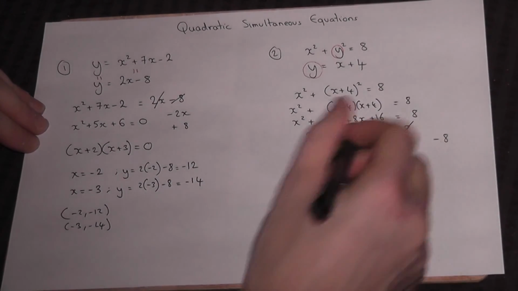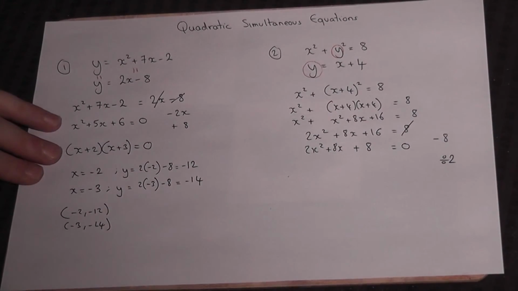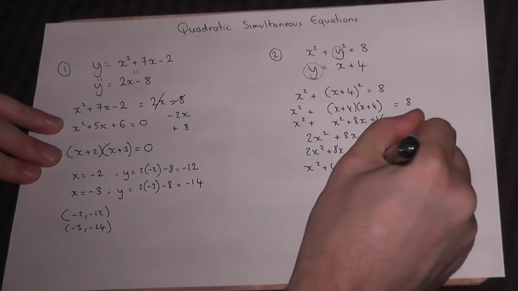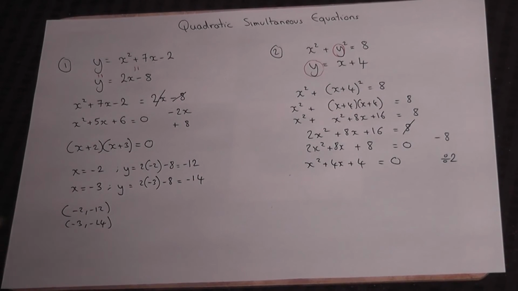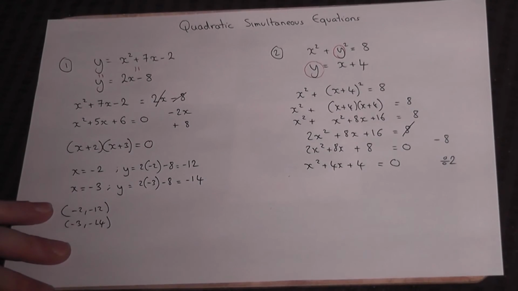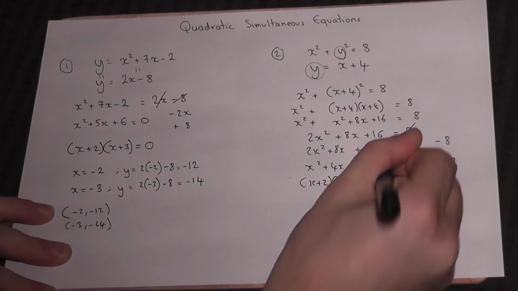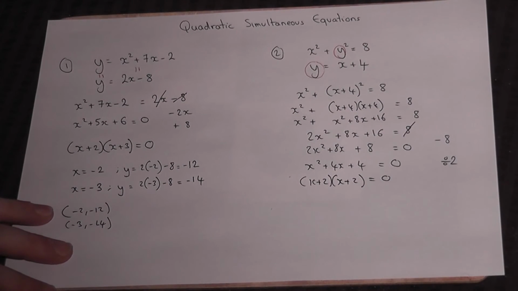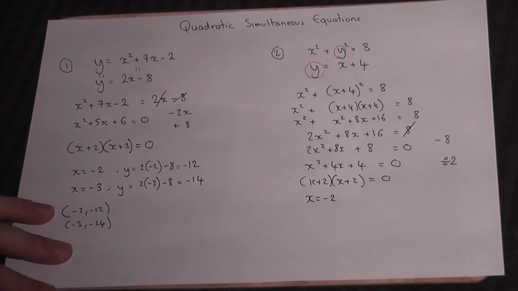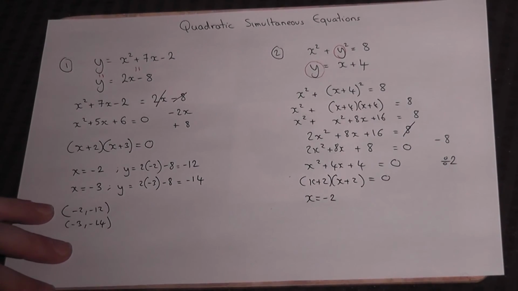The next trick is to look for a common factor. I can divide by 2. So I'm left with x squared plus 4x plus 4 equals 0. This now factorises. 2 times 2 is 4, 2 plus 2 is 4. So we get x plus 2 squared equals 0. And so the one solution is x must equal minus 2. Because minus 2 plus 2 is 0, and the same in that bracket there.